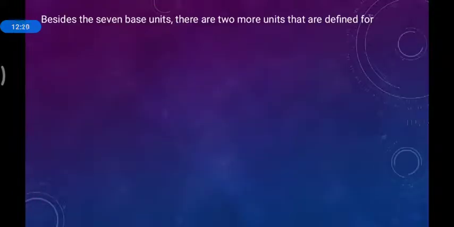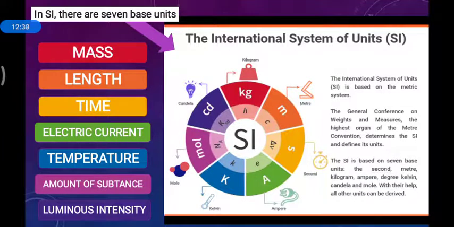Besides the 7 units, there are 2 more units for defining some important parameters. As I said, 7 plus 2. First is plane angle, d theta. If you go back to the previous slide, there is no quantity related to angles, but angle is a very important quantity in physics.